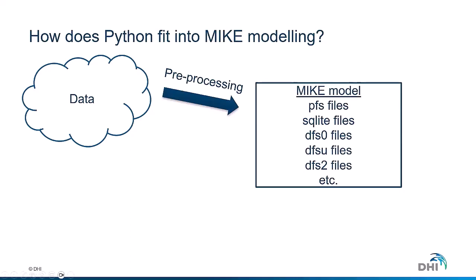And eventually you get it into a MIKE model, which could be thought of as a collection of different files. So a PFS file would be if you're using MIKE 0. SQLite is MIKE+. You probably know DFS0 files, DFSU, etc. So all of these files collectively define a model configuration that we can then run.